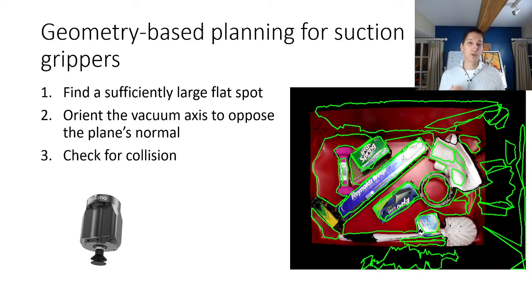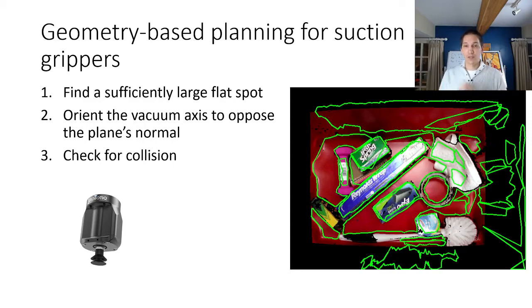And this basically boils down to the problem of looking for flat parts of the object. So essentially, we want to find a sufficiently large flat spot. We then want to orient the vacuum gripper against that flat spot, and we just want to make sure that that orientation and position of the gripper doesn't collide with anything. It's also reachable by the robot.